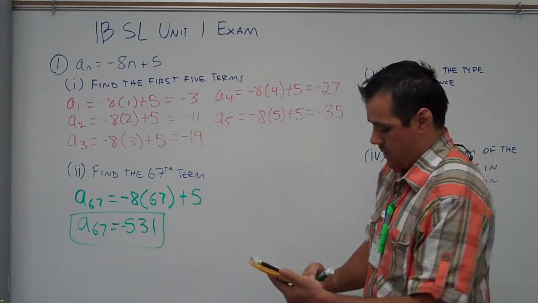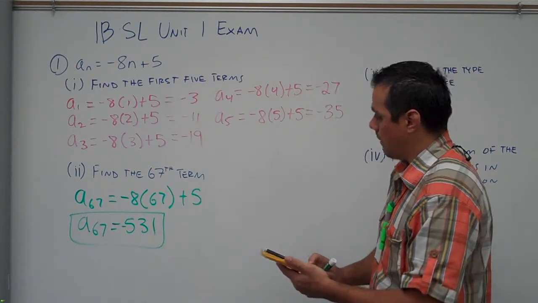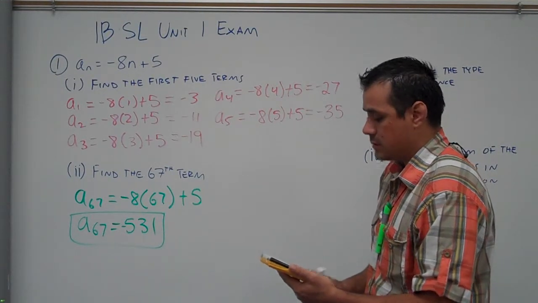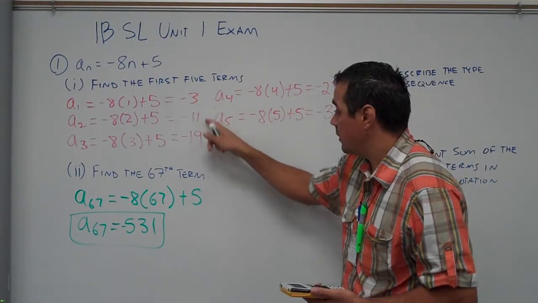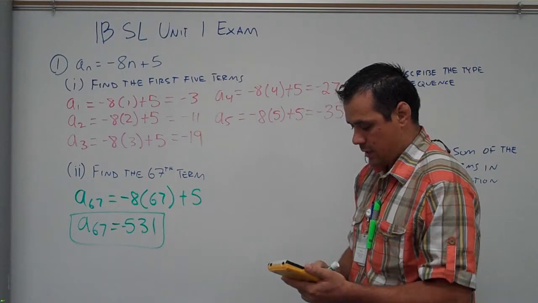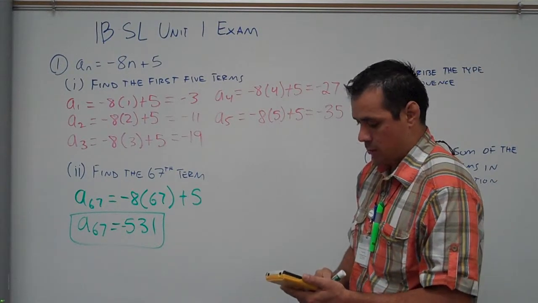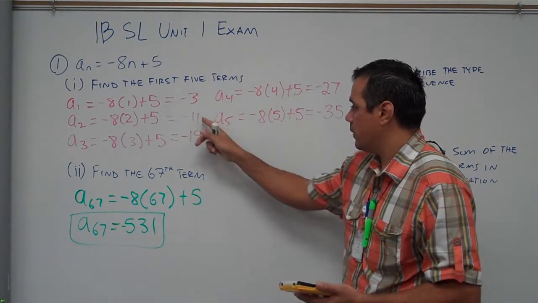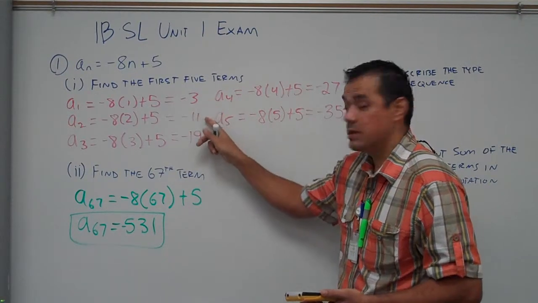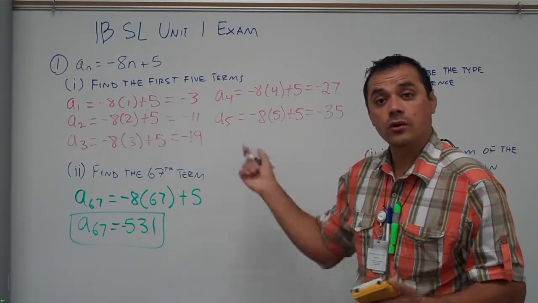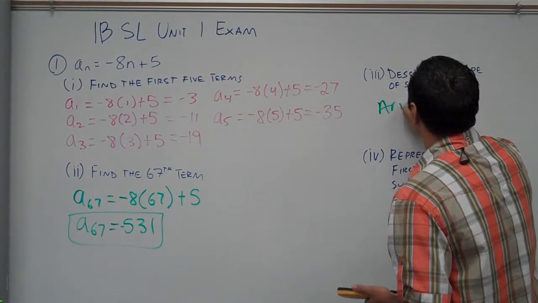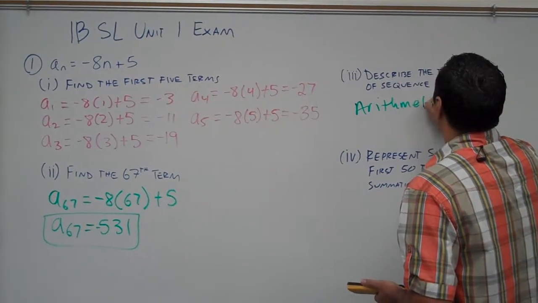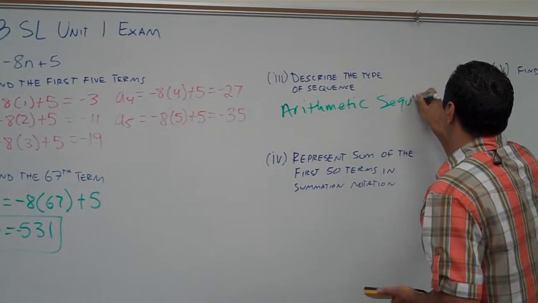So let's see. Negative 11 minus negative 3 gives me negative 8. So the difference is negative 8. Let me try these two. Negative 19 minus negative 11, and oh, look at that, this gives me a negative 8 as well, the difference. Therefore, I know this must be an arithmetic sequence. So you will say this is an arithmetic sequence.